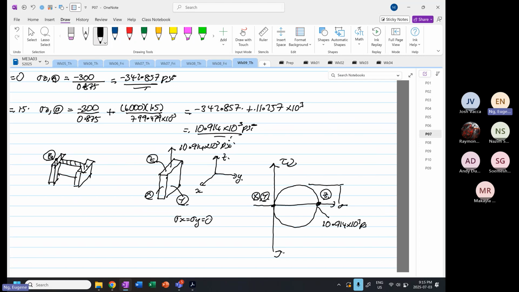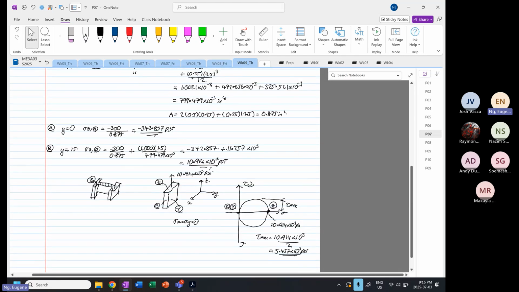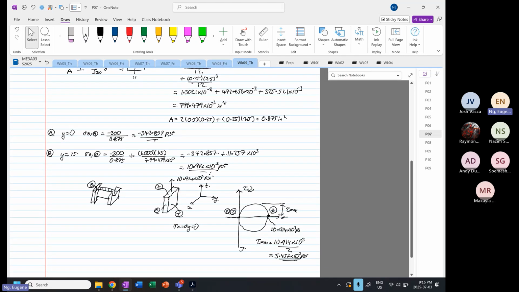So the tau max is equal to 10.914 times 10 to the power 3 divided by 2. Okay, so 10.914 times 10 to the power 3 divided by 2 is equal to 5.457 times 10 to the power 3 psi. So that is for this question.